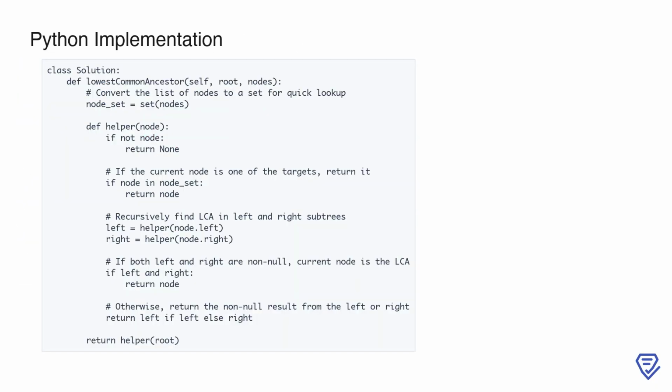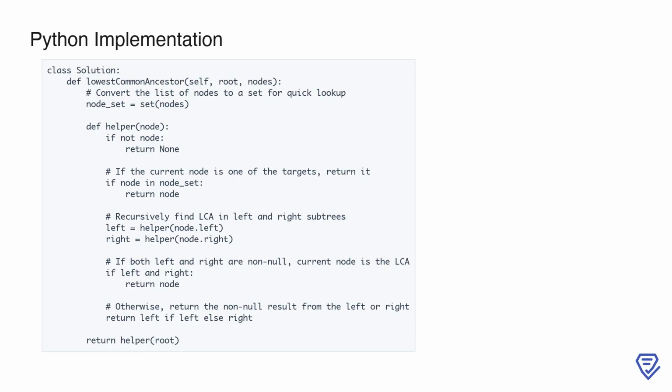This code solves the problem of finding the lowest common ancestor, LCA, of a set of nodes in a binary tree. The lowest common ancestor function takes the root of the tree and a list of nodes as input. The first step is to convert the list of nodes into a set for efficient lookup, as we will frequently check if a node is part of the target set. The recursive helper function performs the main computation. It starts by checking if the current node is null. If so, it returns None, indicating that this path does not contain any of the target nodes. If the current node is in the target set, it is immediately returned as it could potentially be the LCA.